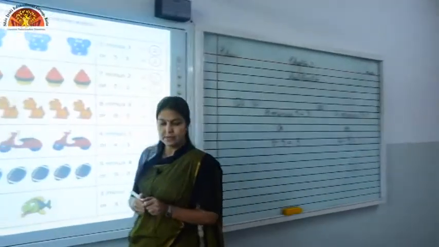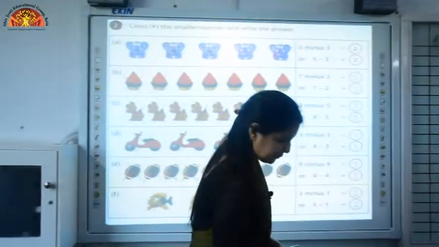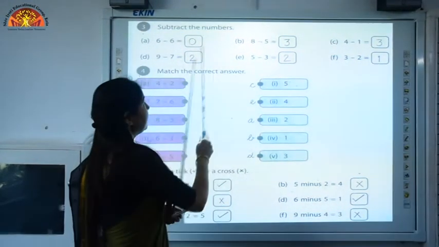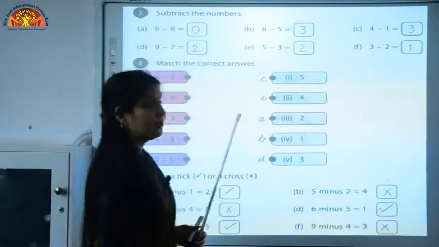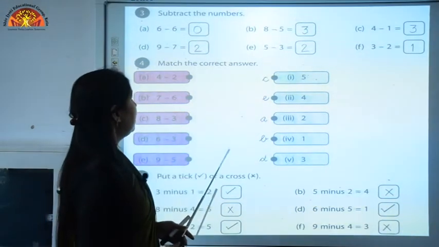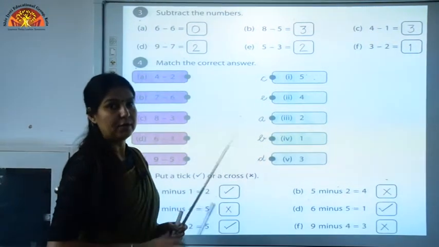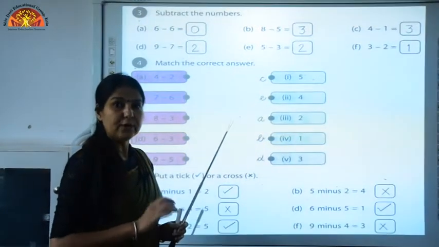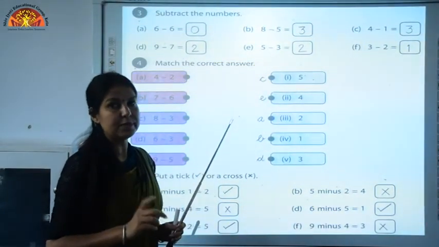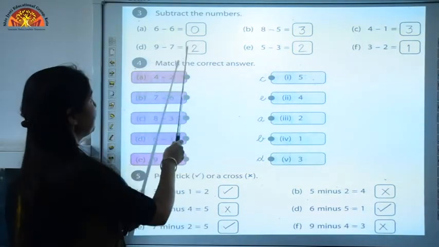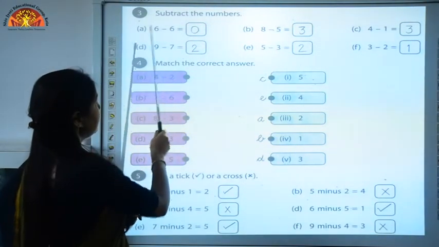Now children, we will see question number 3. Subtract the numbers. Here children, you know how we will count on the fingers. First of all, count the bigger number on your fingers, then fold the remaining fingers. Now start closing the fingers for the smaller number in your sum. So first of all, we will see question number A.